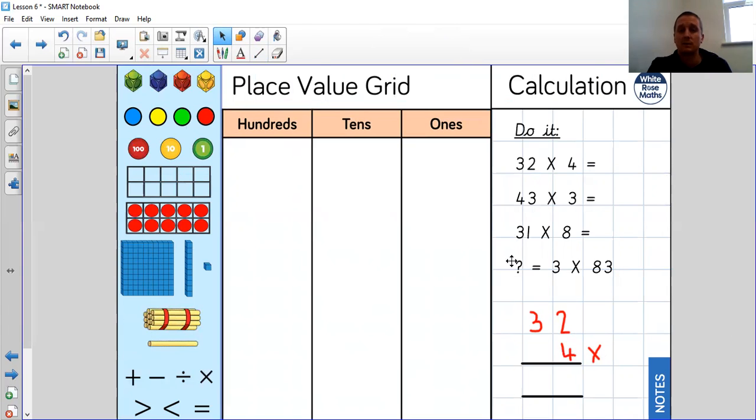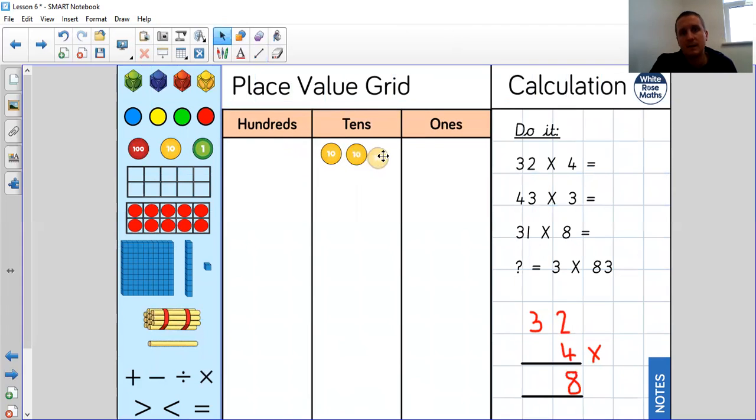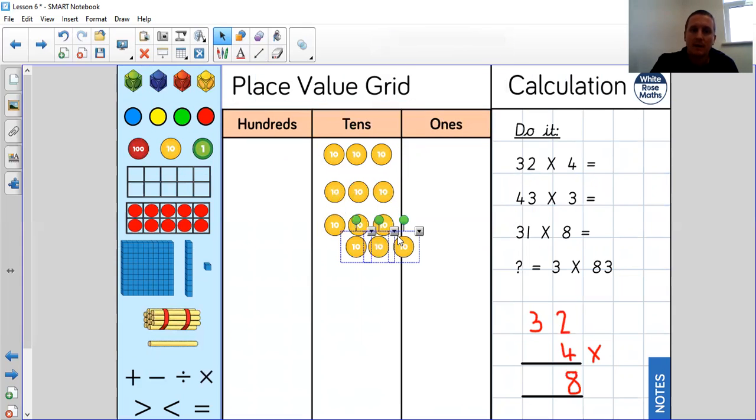So my first sum that I need to do is 2 4s. What are 2 4s? Well, 2 4s are 8. And now I'm doing 4 times 30. You could do 4 times 3. I'm just going to show it on here. So that's 30, and I do it 4 times. There it is. 4 times.